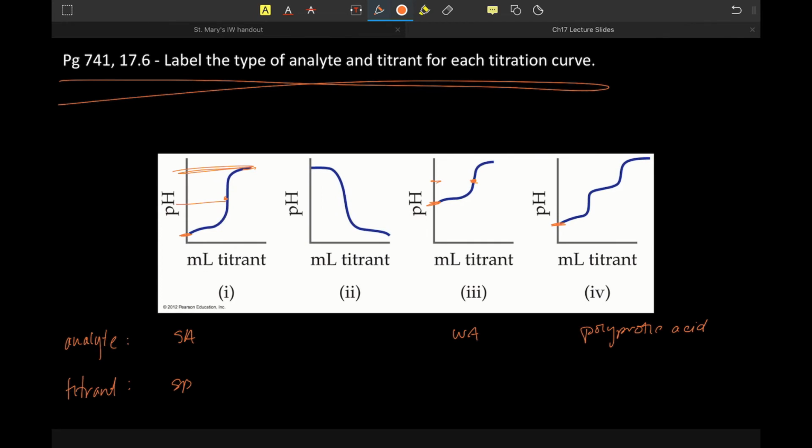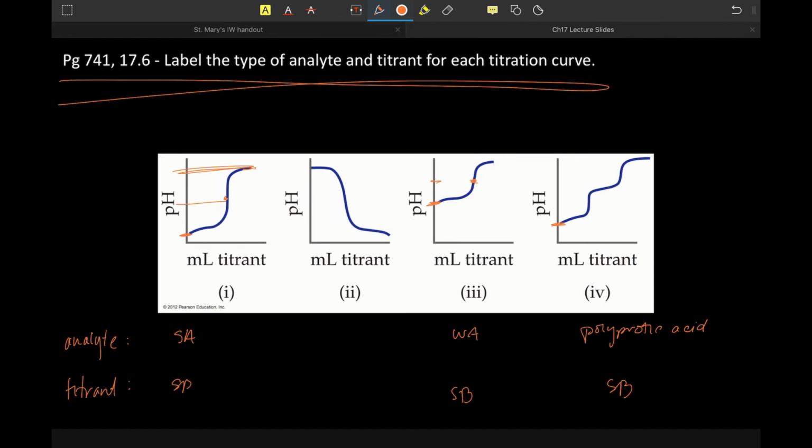Titrants tend to have to be strong species, because the titrant is what has to react fully. Yes, it needs to react completely such that it is always limiting up until we pass the equivalence point. So it doesn't make sense for it to be a weak species. So here again, it would be a strong base, and here it would be a strong base.